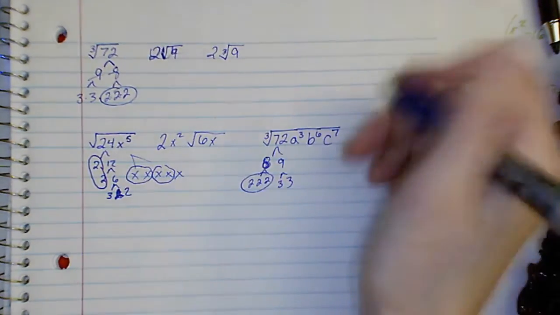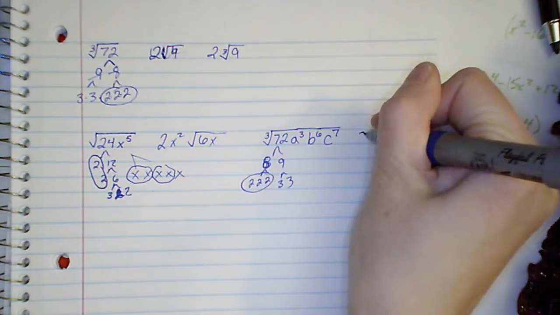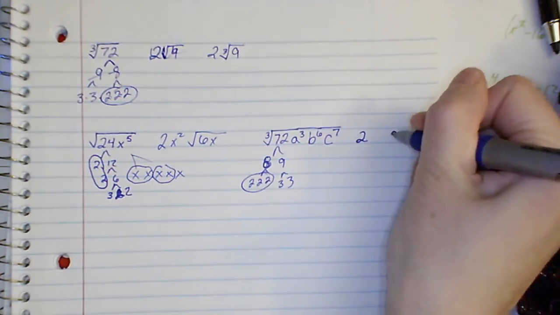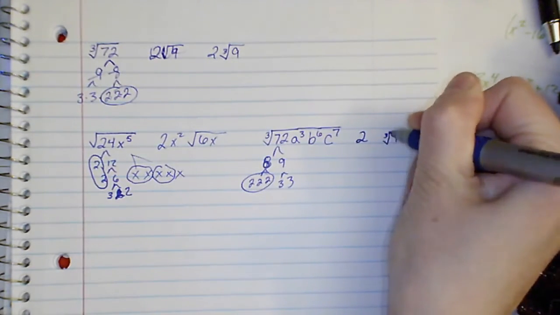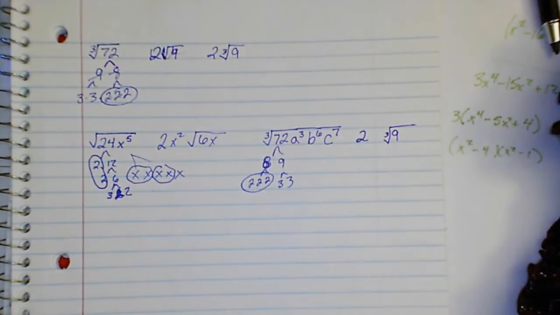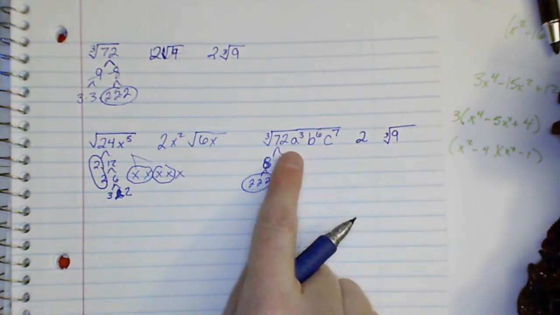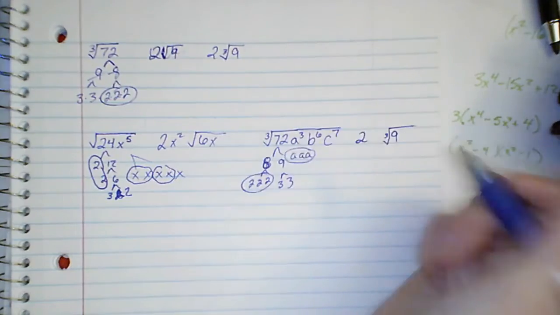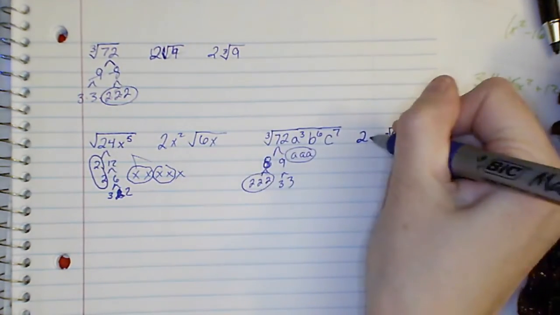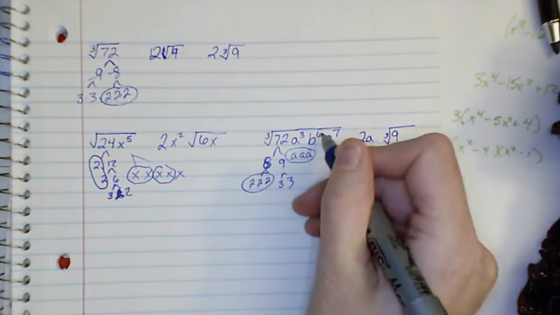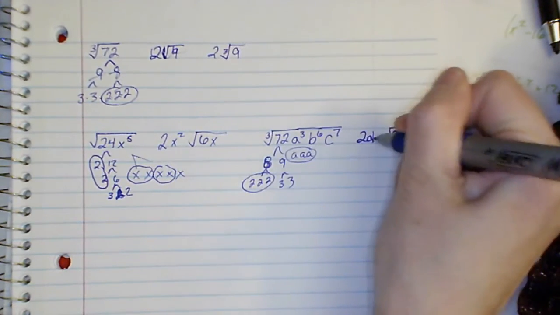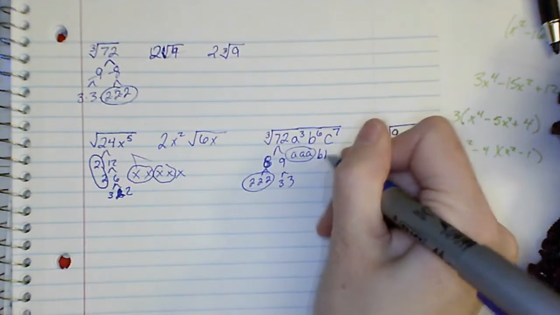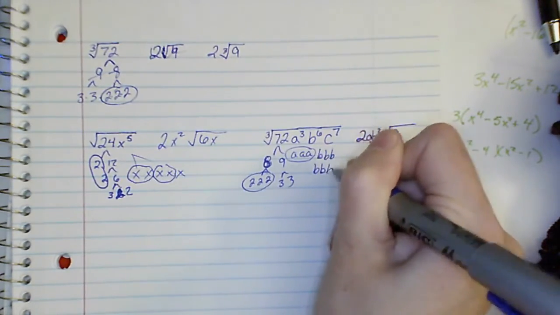So we have a triple of 2s. So we have one group of 2, and then our 3s stay in, so we will have a cube root of 9. And then with our variables, well, we have 3 a's, which would give us one group. So 3 divided by 3 is 1. B to the 6, 6 divided by 3 is 2. Or we have 2 groups of 3.